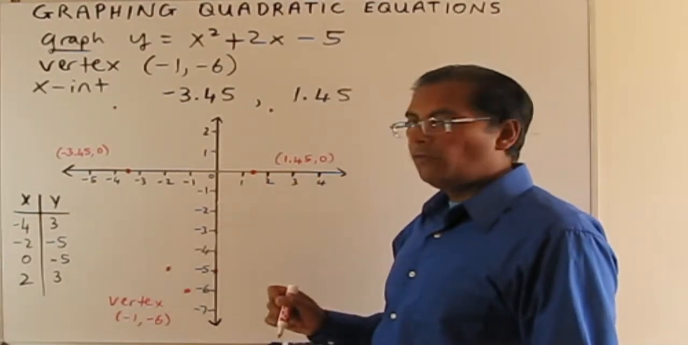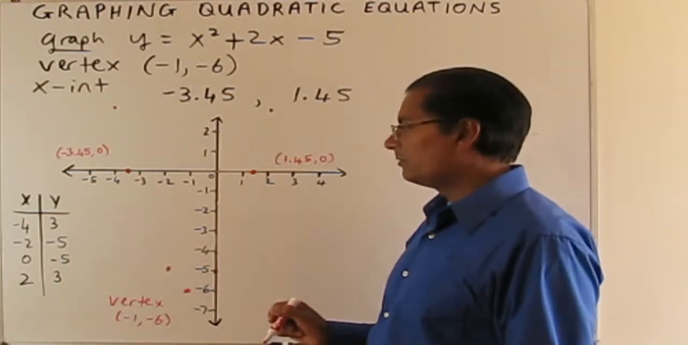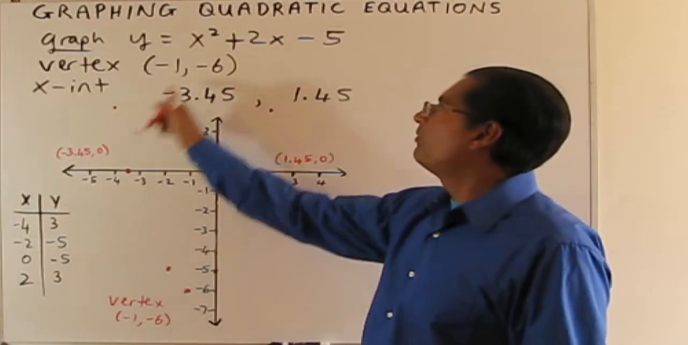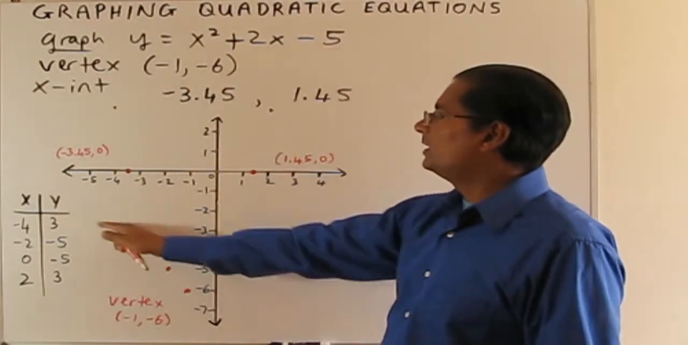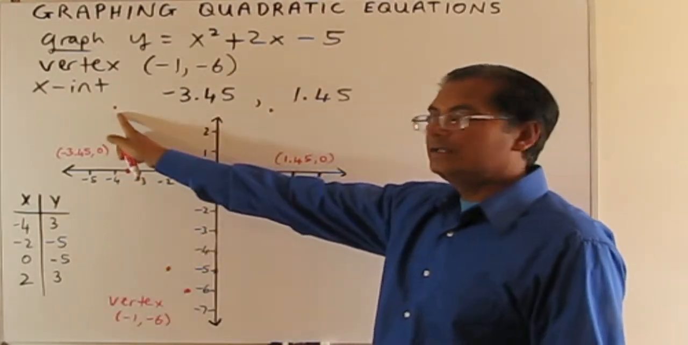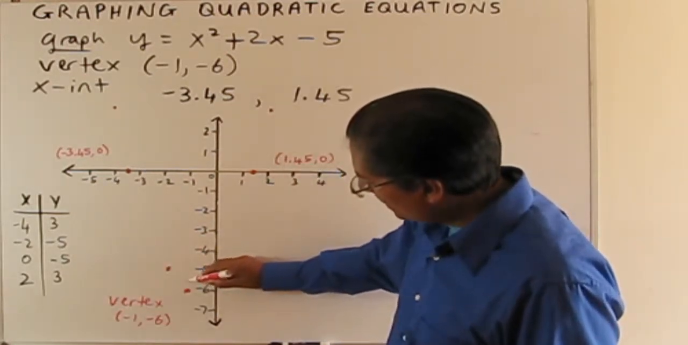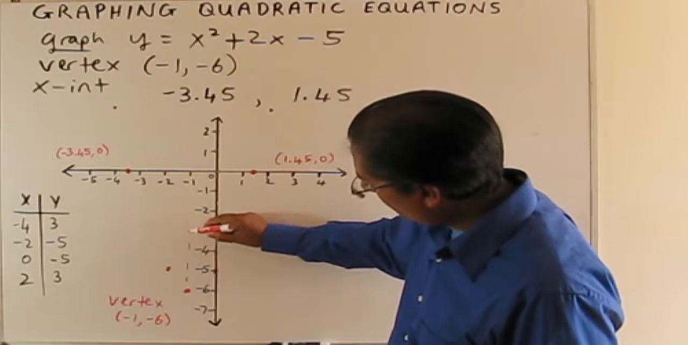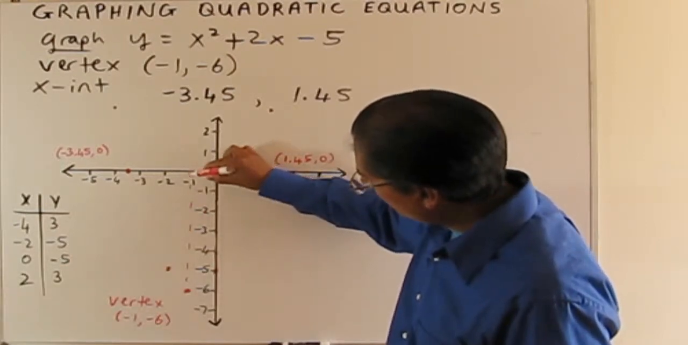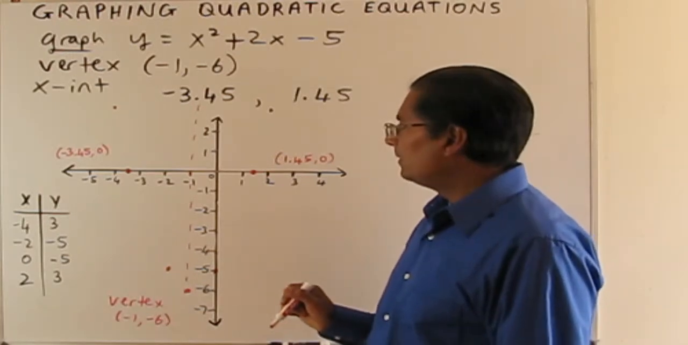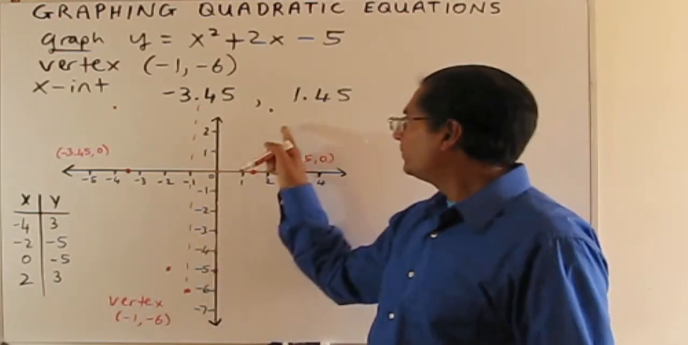But you may want to get some more points to do a sketch of the graph. And if you look over here, here's some more points. Negative 4, if I plug it in for x, I get 3. So negative 4 will give me 3, and 2 would give me 3, because remember, there's a line of symmetry here. There's a line of symmetry coming all the way up at x equals negative 1. So negative 4, 3, and 2, 3.